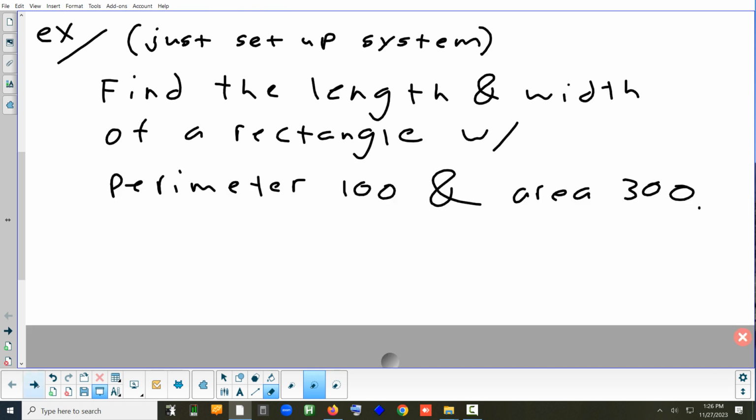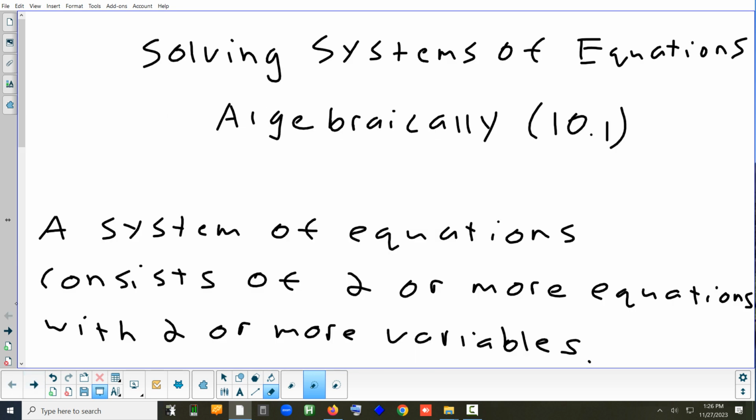So they're telling us 2 things. The perimeter of the rectangle that I'm thinking of is 100, and the area is 300. So it says to find. We're not going to find it yet. We're just going to set it up. I think we're going to find it in the next problem.